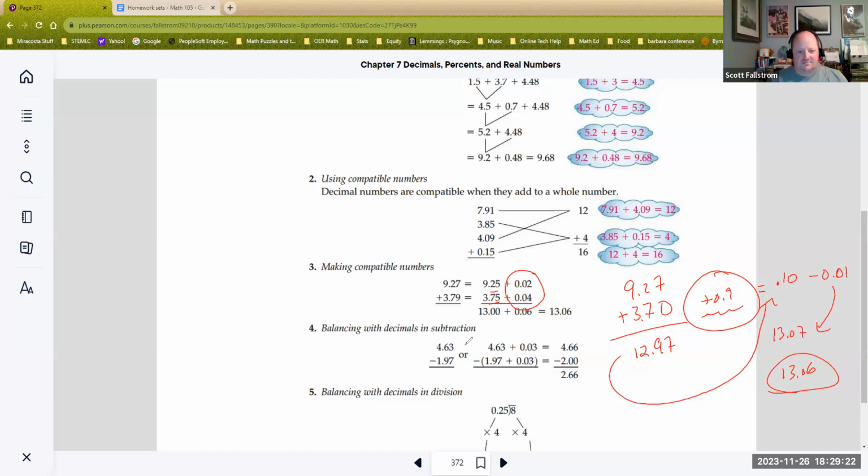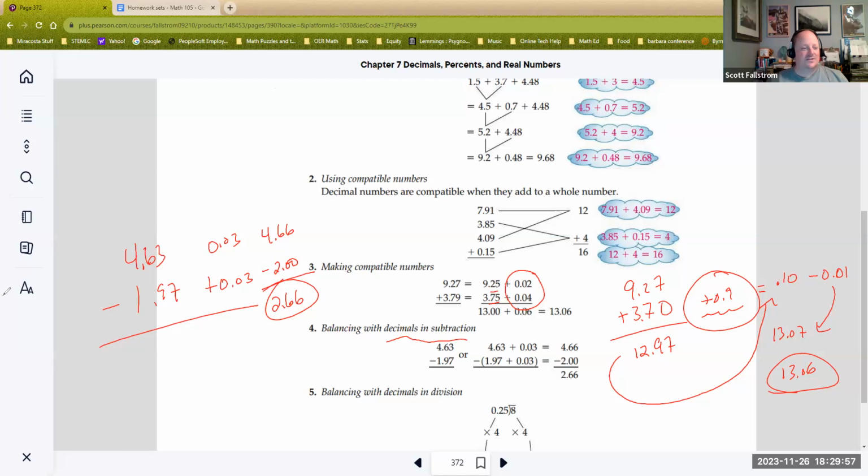What else? Balancing in decimals in subtraction. Yeah, this is basically what we've done before, right? If I had 4.63 and I'm subtracting 1.97, I do not want to do all of the cross outs. I know the regroupings are coming, but I just don't want to. So I'll just add 3 cents to each. And when I do that, it recreates the problem as 4.66 minus 2.00. And I got to tell you, it's so much quicker to do that problem.